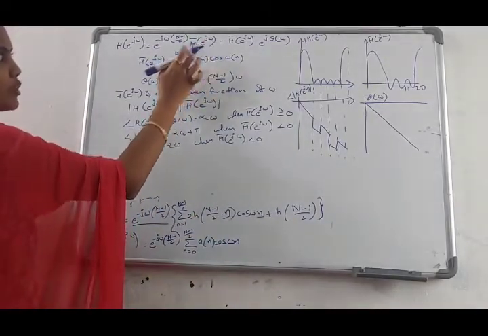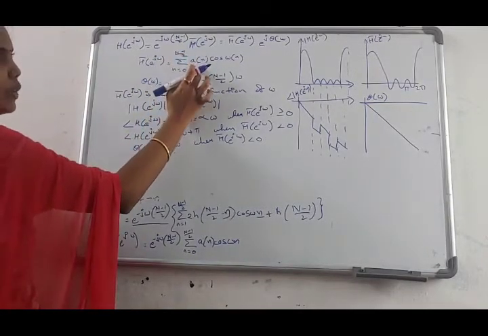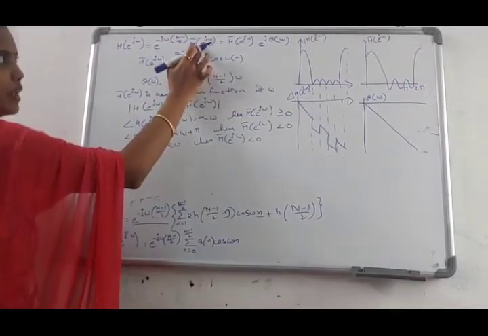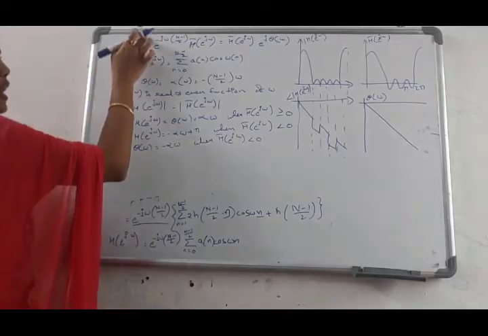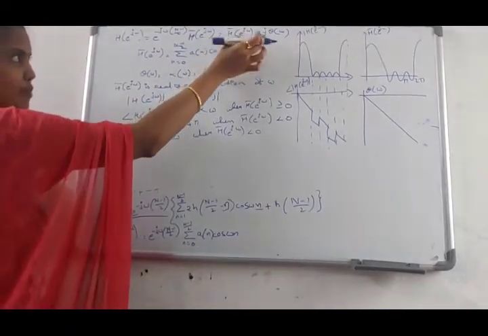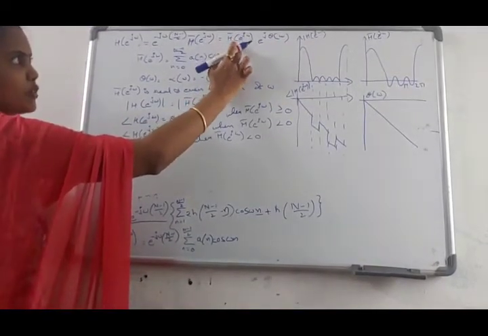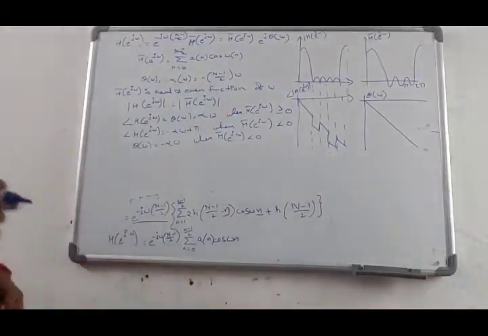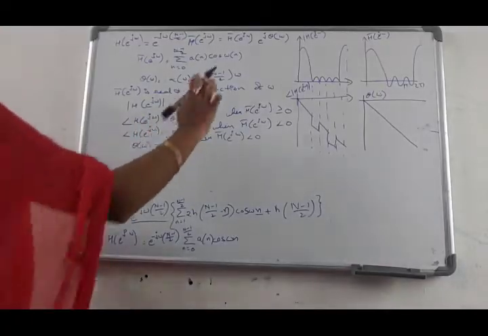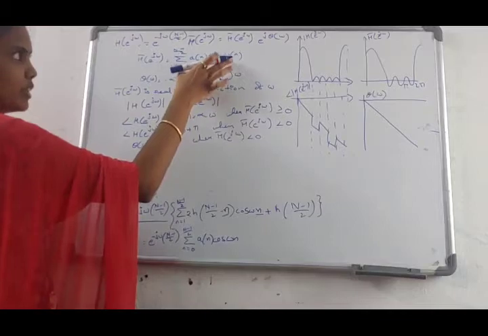Here h bar of e power j omega is nothing but summation n is equal to 0 to (n minus 1) by 2 of a of n cos omega n. So this is h bar of e power j omega. Total h of e power j omega can be written as the magnitude response multiplied with phase response, h bar of e power j omega into e power j theta of omega. So this is the phase response and this is the magnitude response. h bar of e power j omega is nothing but this term.